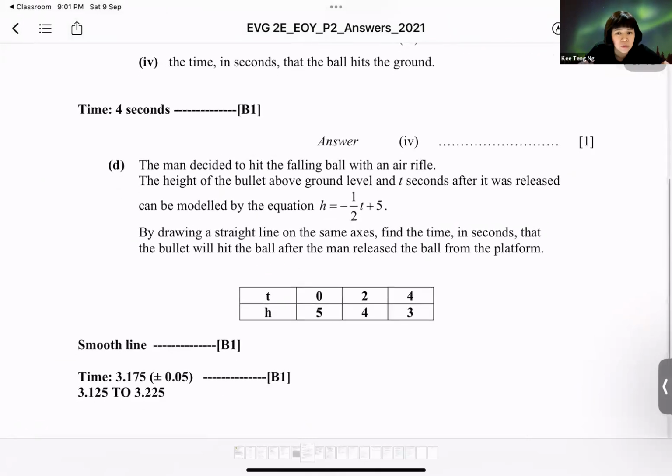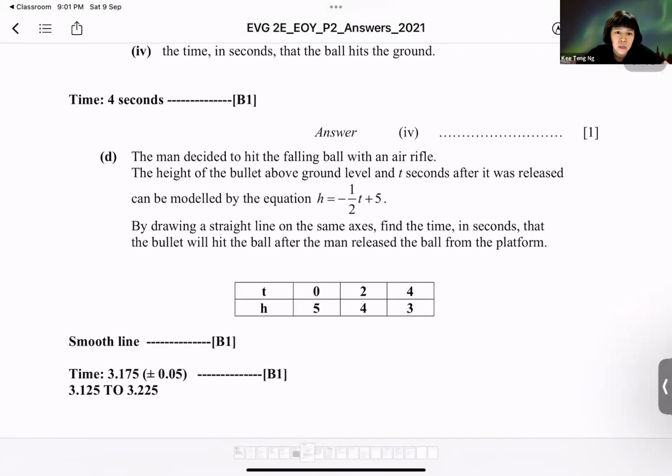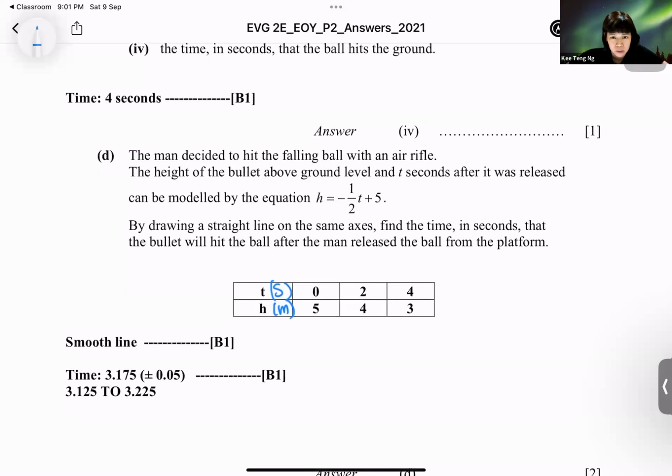A man decided to hit the falling ball with an air rifle. So a person is trying to aim at the falling ball, so the bullet is going upwards, right? The height of the bullet, again this is h, so remember our vertical axis, this is the height of the bullet, and then the time in seconds, can be modeled by this equation. So this is a straight line of the form y equals mx plus c.